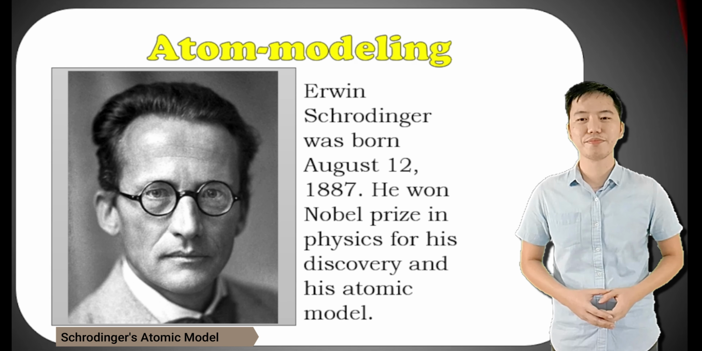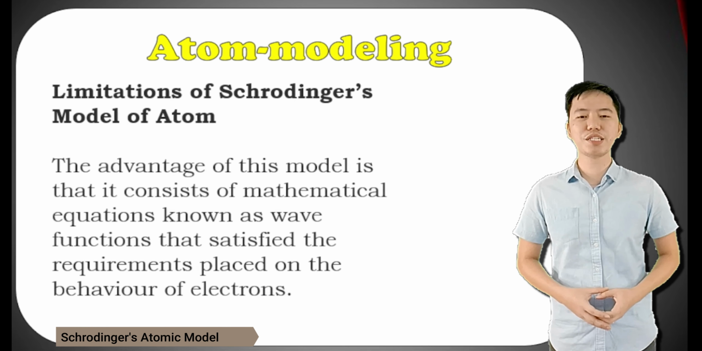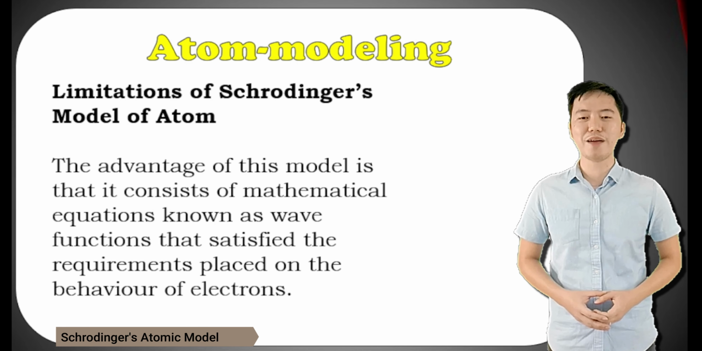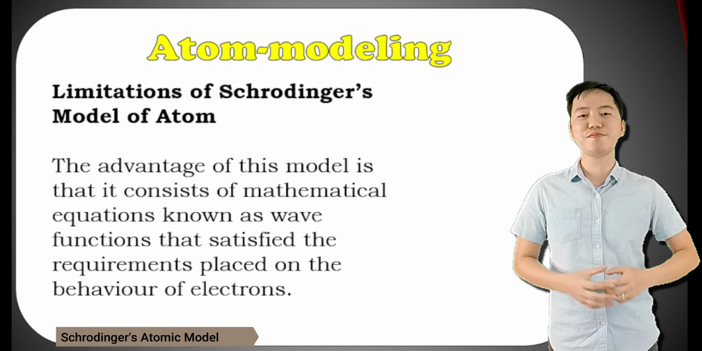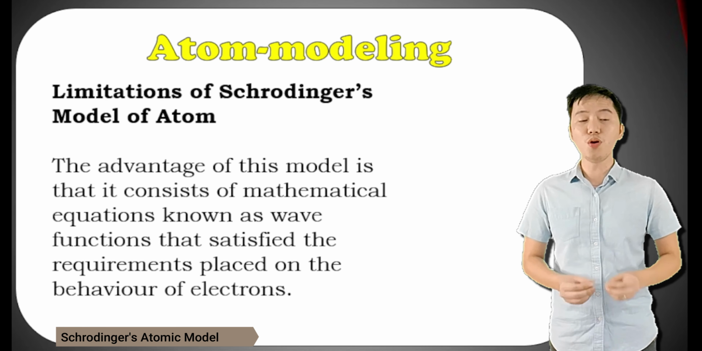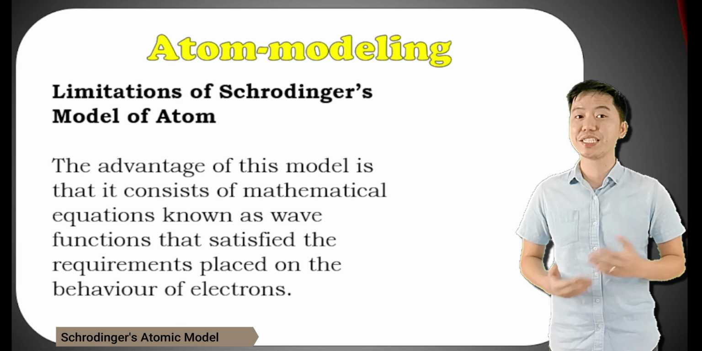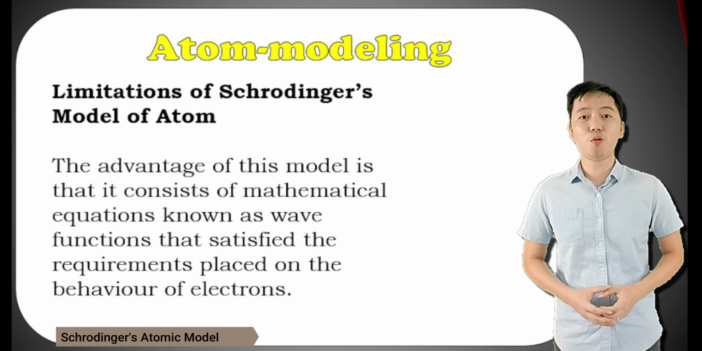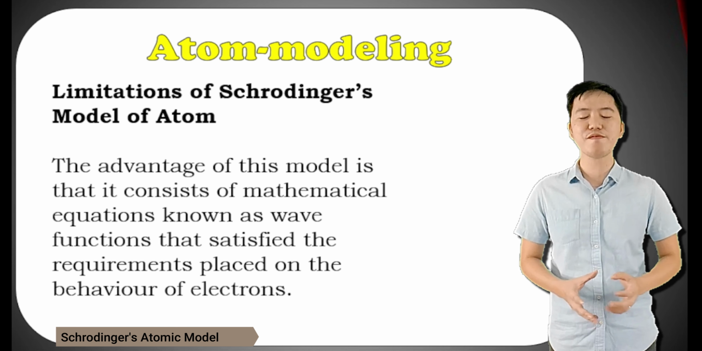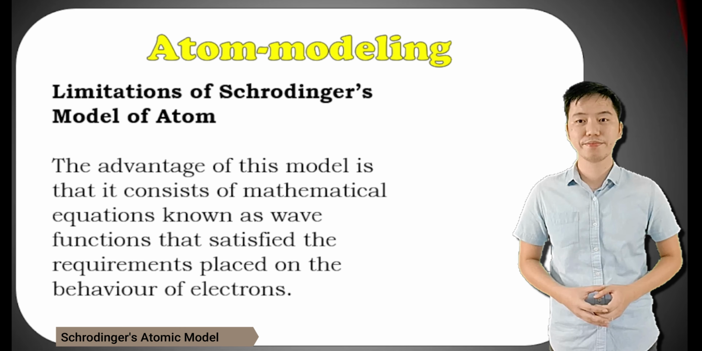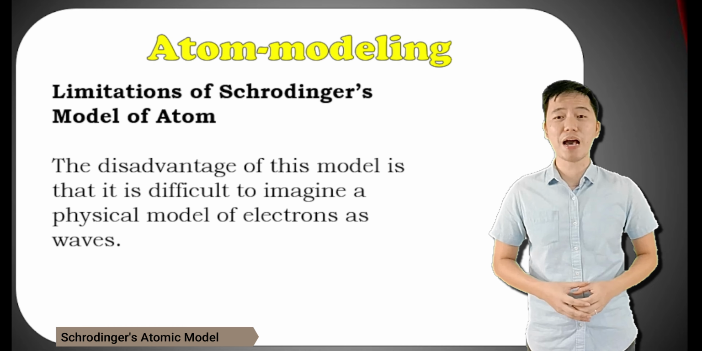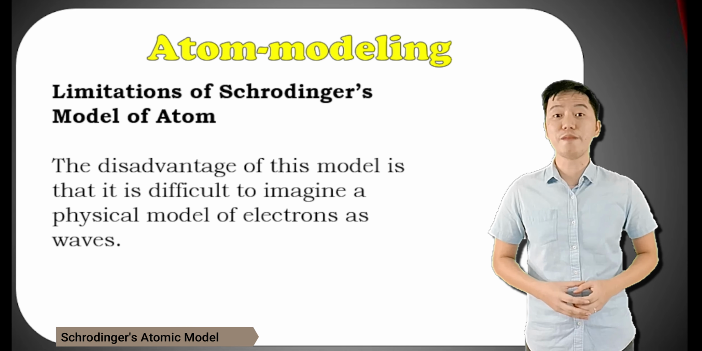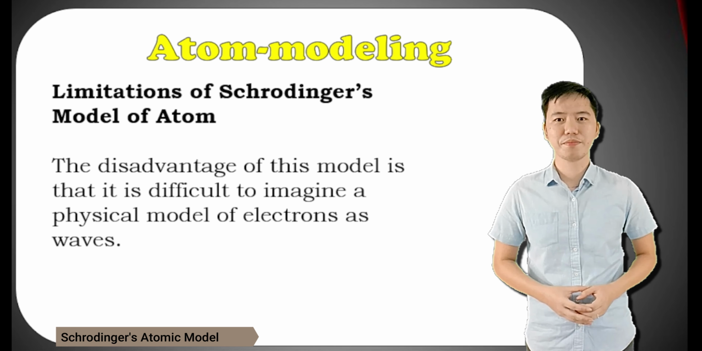Here are the limitations of the quantum mechanical model of an atom. The advantage of this model is that it consists of a mathematical equation known as wave function that satisfied the requirements placed on the behavior of electrons. The disadvantage of this model is that it is too difficult to imagine a physical model of electrons as waves.